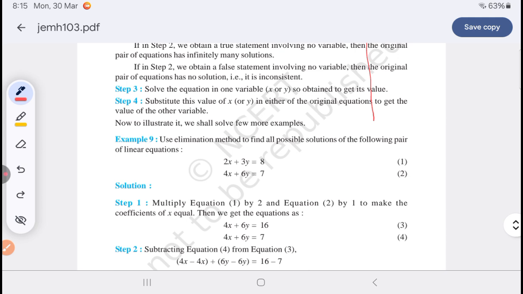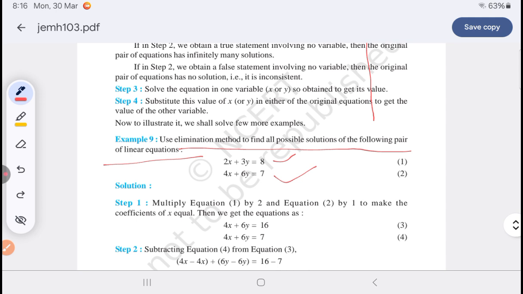Another question. Use the elimination method to find all possible solutions of the pair of linear equations. Equation 1, 2x plus 3y equal to 8. Equation 2, 4x plus 6y equal to 7. So you can eliminate either x or y, it is up to you.